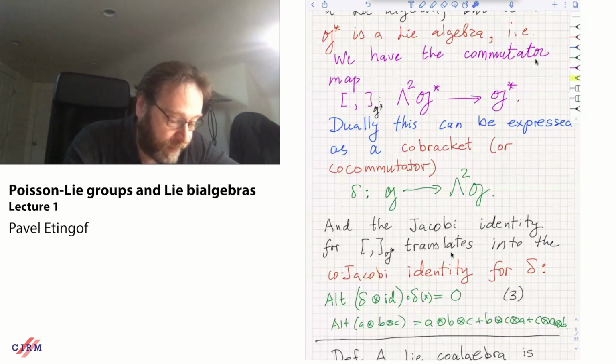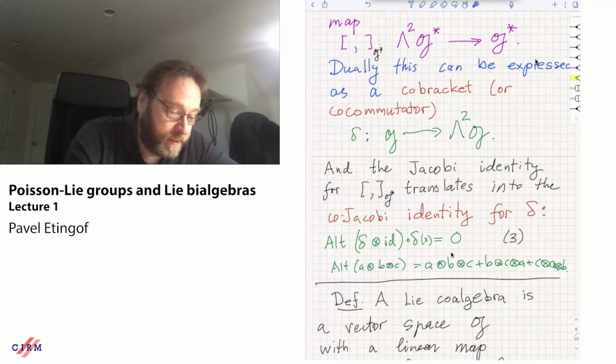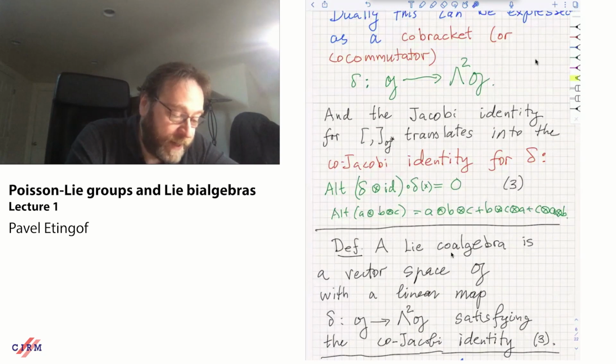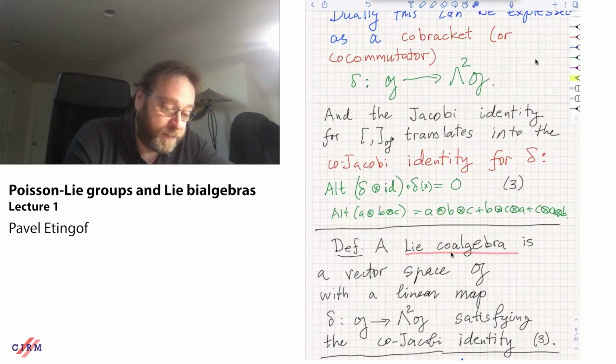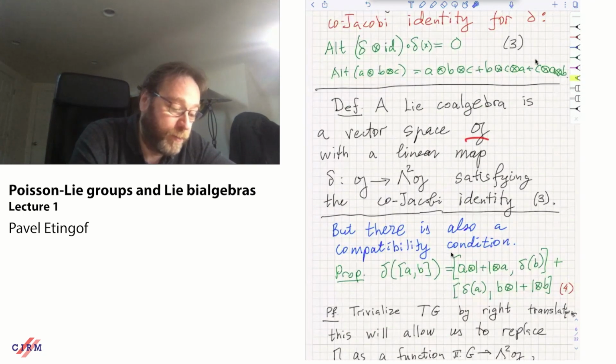And then we alternate, which means we sum over cyclic permutations. So the alternator of a 3 tensor A cross B cross C is A cross B cross C plus B cross C cross A plus C cross A cross B. And then the alternator of delta cross identity composed with delta applied to X is 0. So that's called the co-Jacobi identity. And we define a Lie coalgebra as a vector space G with a linear map delta satisfying the co-Jacobi identity.